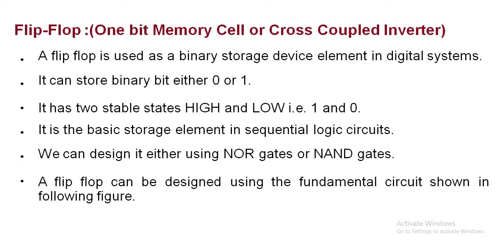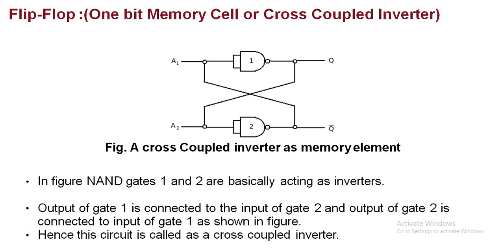We can design it either using NOR gate or NAND gate. A flip-flop can be designed using the fundamental circuits as shown in the figure. Now we will see the construction of a flip-flop. So here are two NAND gates. NAND gate 1, input to NAND gate 1 is A1 and output is Q. Input to NAND gate 2 is A2 and output Q bar.